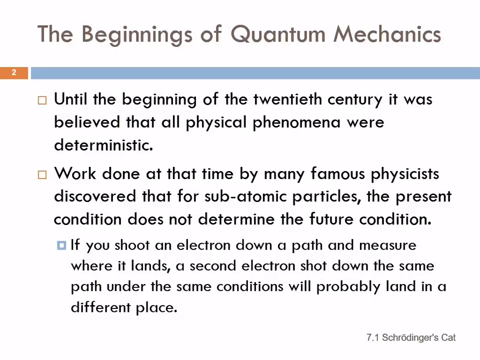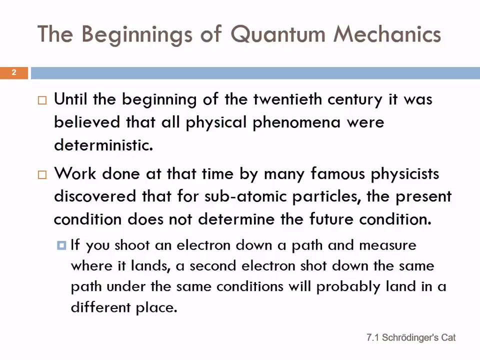So, work by many famous physicists discovered that for subatomic particles, the present condition does not determine the future condition. The present velocity, trajectory, and location of a very small particle does not determine where it will be in the future. So if you shoot an electron down a path and measure where it lands, and then you shoot a second electron down the path in exactly the same way, the second electron will most likely not land where the first electron did.